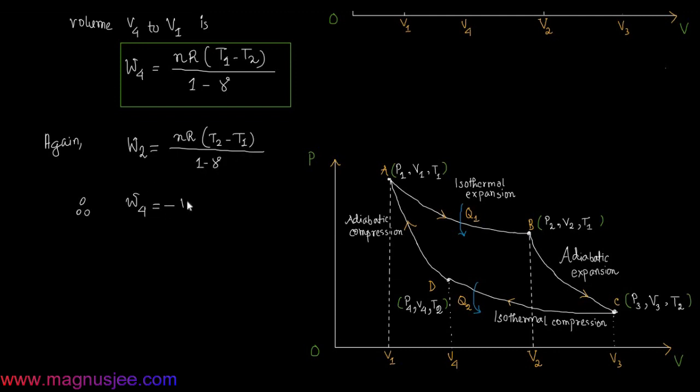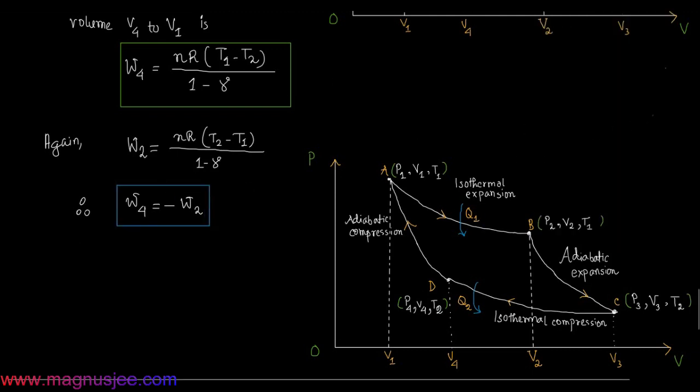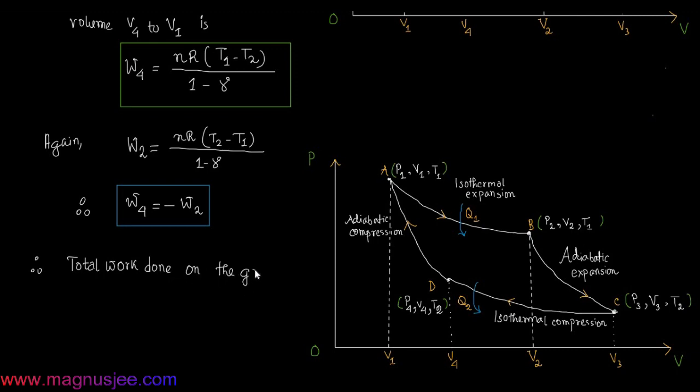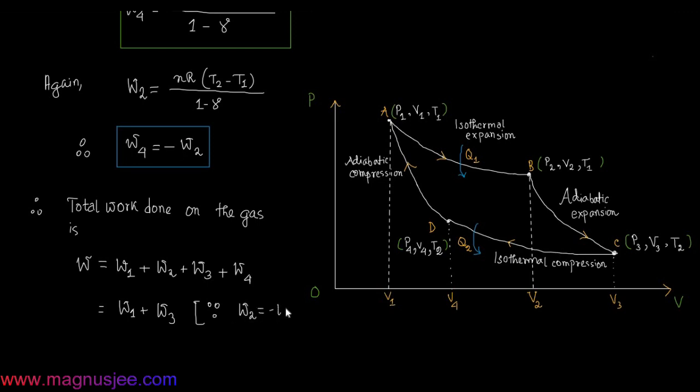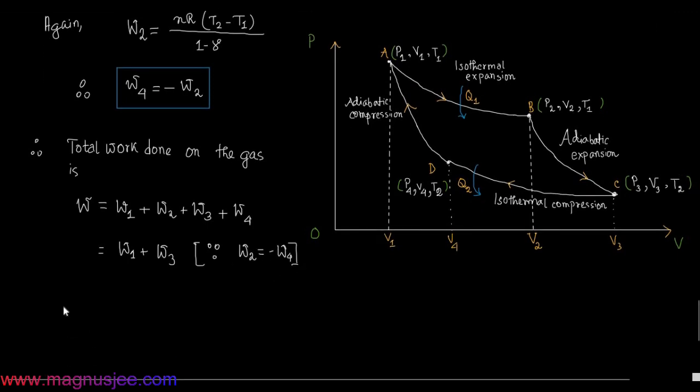Therefore, the total work done in this Carnot cycle on the gas is W equals W1 plus W2 plus W3 plus W4, which equals W1 plus W3, since W2 is equal to minus W4.